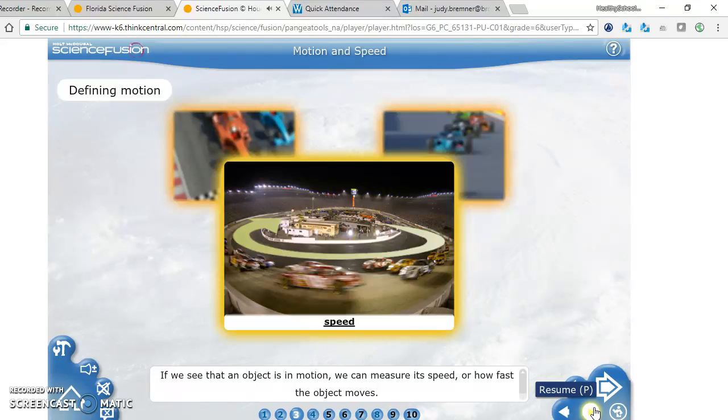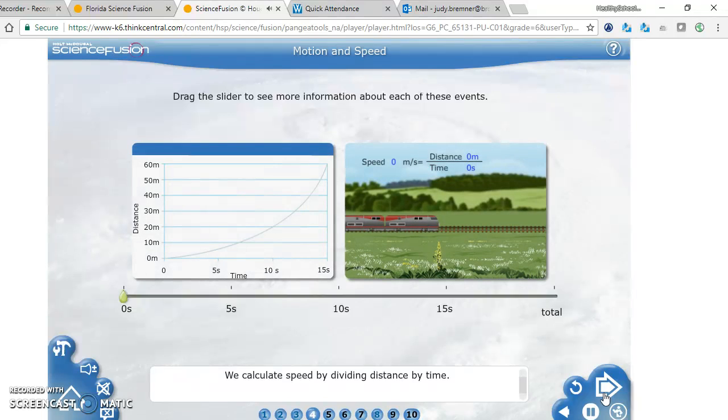If we see that an object is in motion, we can measure its speed, or how fast the object moves. To know an object's speed, we must first know the distance it has traveled and the time it took to travel that distance. We calculate speed by dividing distance by time. If you watch the train, it has many different speeds. However, it will only have one average speed.